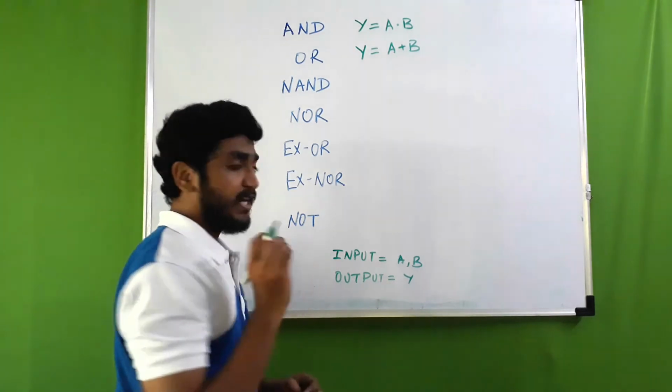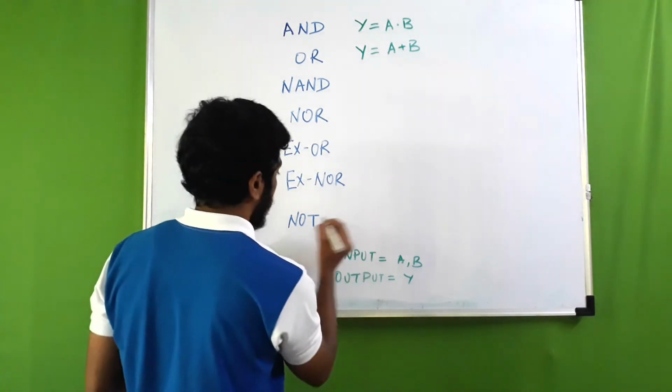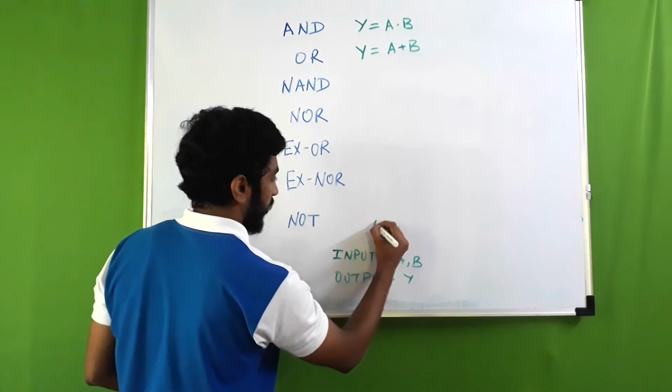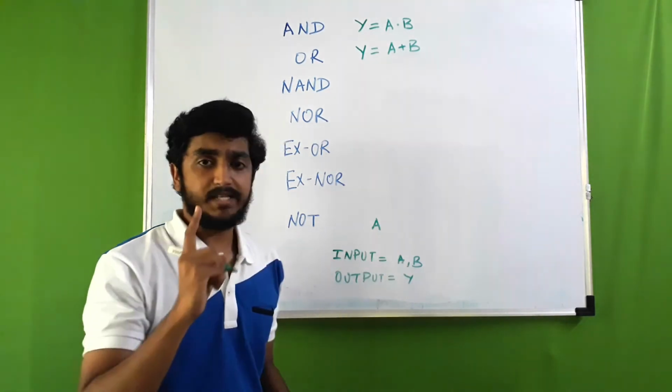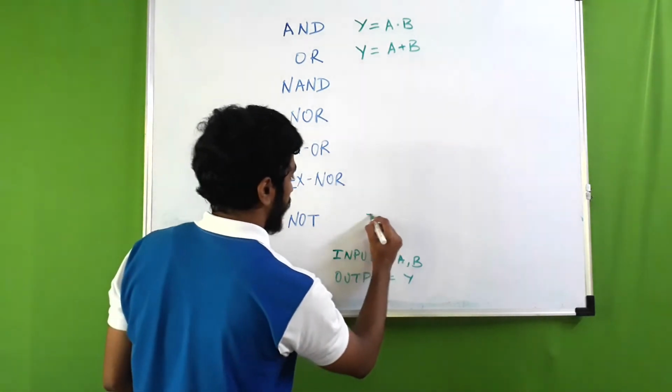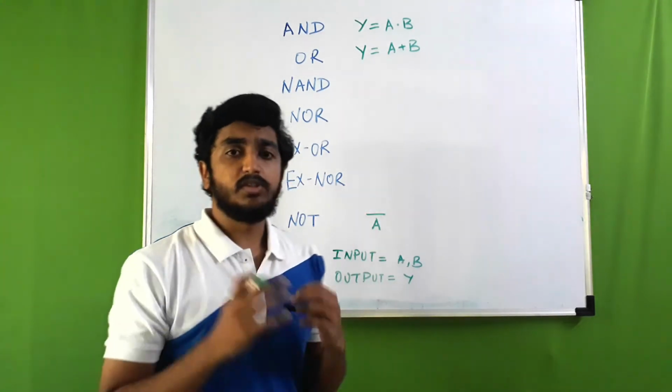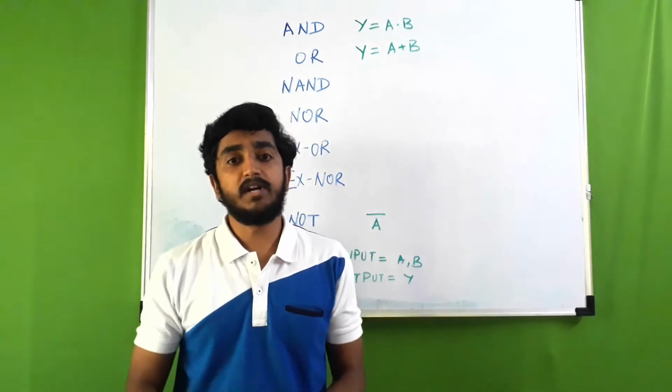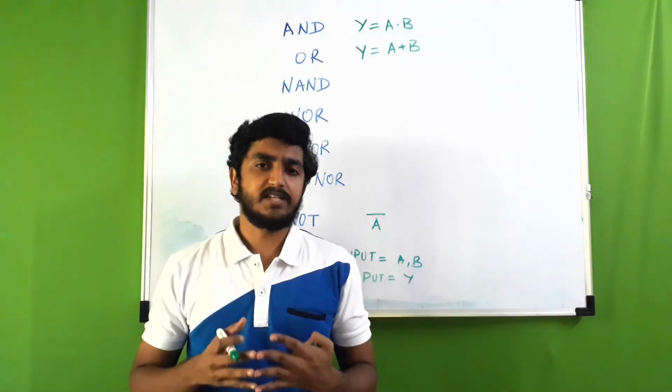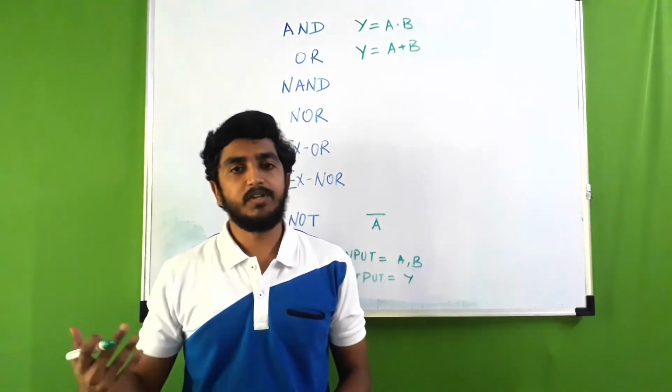Now it is very important for us to understand that when we talk about NOT, any particular input, because NOT has a single input, there would be a bar on top of that. Now this represents a NOT. This is an inverted logic. So if A has a value of 0, A bar will always be 1.